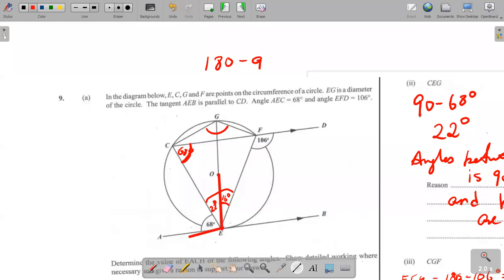This angle here is 90 total, right? So if the full thing is 90, and from here to here is 68, to find the extra piece, you're going to say 90 minus 68. That's how you get this answer here, 22. You do the same thing for the opposite side. Yeah? Hello? Do we agree?